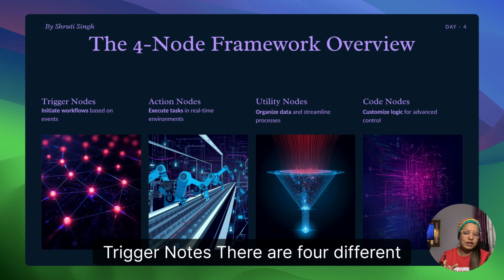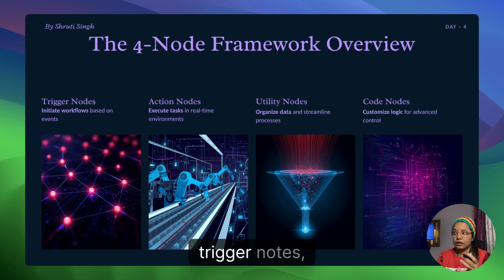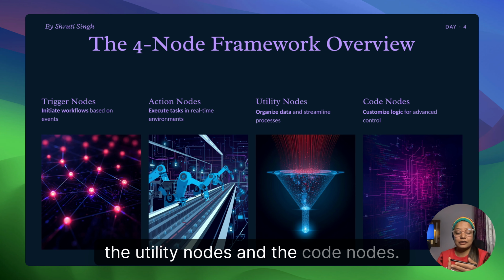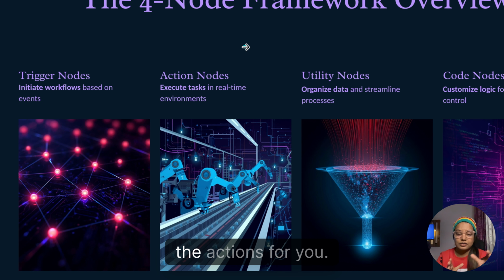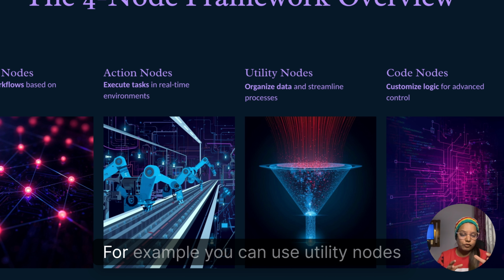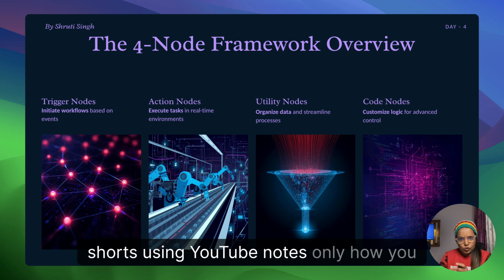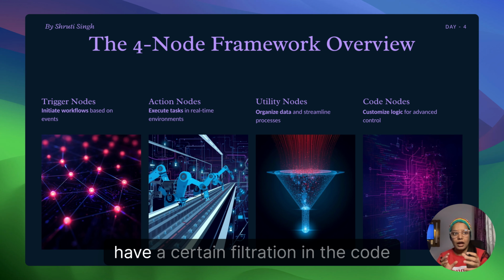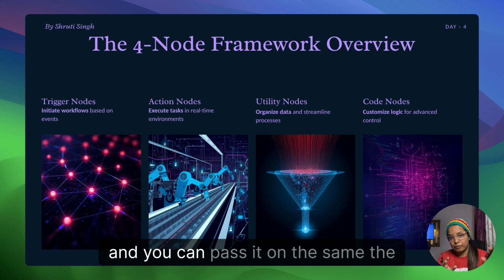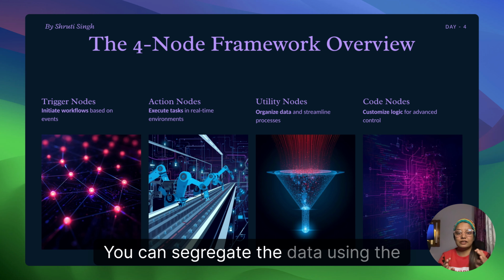There are 4 different kinds of nodes we are going to be understanding in this particular session today: the trigger nodes, the action nodes, the utility nodes, and the code nodes. The trigger node, we have already understood. The action nodes are the ones that actually do the actions for you. There are multiple utility nodes, for example, you can create shorts using YouTube nodes, or send a message using Telegram. The code node is something where you can have a structured output. You can have a certain filtration in the code, and you can pass the filtered data on to the further workflow, if you can segregate the data using the code node.